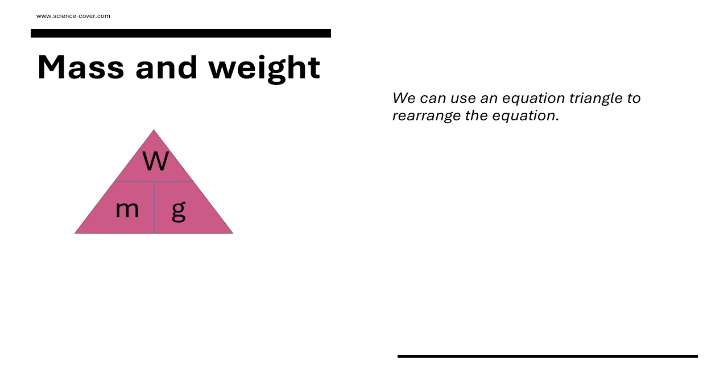We can rearrange the equation using an equation triangle. We place weight on the top of the triangle and mass and gravity at the bottom of the triangle. So to find the weight, we cover up weight and it's mass multiplied by gravity. To find the mass, we can cover up mass and it's the weight divided by gravity. But if we have a question asking us to find the gravitational field strength, perhaps set on a different planet or moon, then we can take the weight of the object and divide it by the mass.